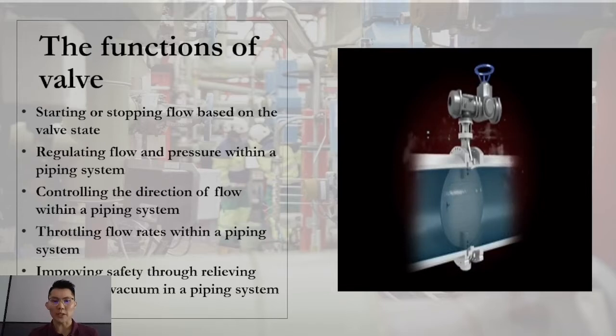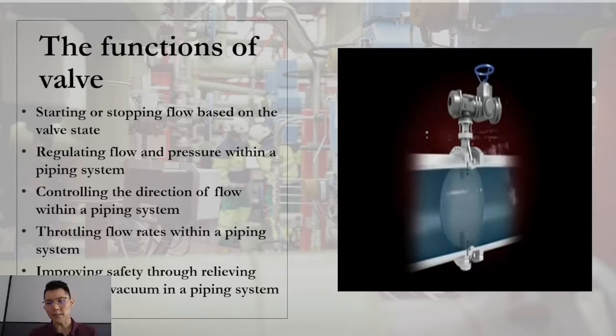Okay, number five, this one is improving safety through relieving pressure or vacuum in a piping system. This type of valve is most of the time self-actuated, the so-called self-acting valve. It is a pressure relief valve or pressure safety valve. The function of this is to protect, for example, a very big vessel or tank. It prevents over pressure, where the pressure build-up is higher than the design of the equipment. So you relieve or release it to a safe state.